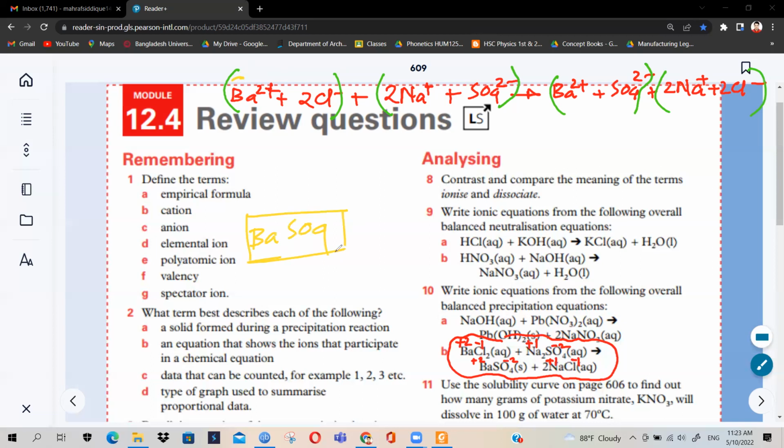Plus 2, minus 2. Please name the elements also. You cannot just say barium plus 2. Sulfate minus 2. Very good. That means whenever you are trying to write the precipitation reaction, just keep the barium plus 2 and sulfate 2 minus and write it like this: Ba2 plus, SO4 2 minus, then we will get barium sulfate.